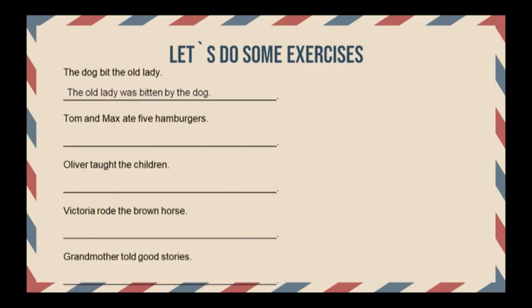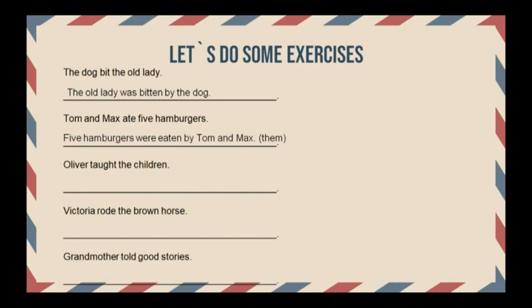Okay. Now Tom and Max ate 5 hamburgers. Tom and Max are the subject. Ate is a verb. 5 hamburgers is an object. So 5 hamburgers were eaten by Tom and Max, or them. You see that Tom and Max is the subject, but if we want to put that in an object pronoun, we'll write them.